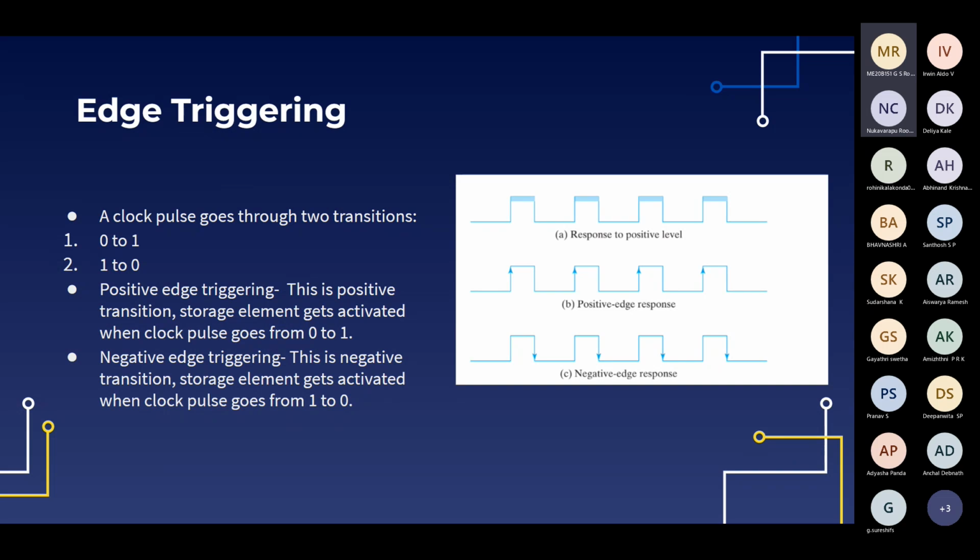Negative edge triggering is the same as positive edge triggering. The inputs are allowed only during the small instant where the clock goes from 1 to 0.